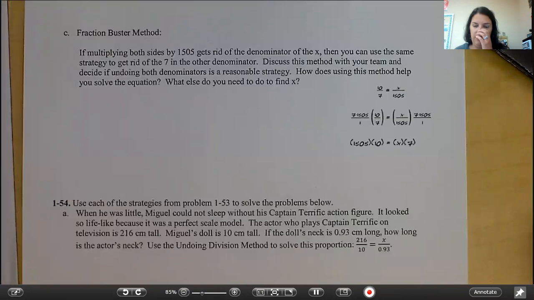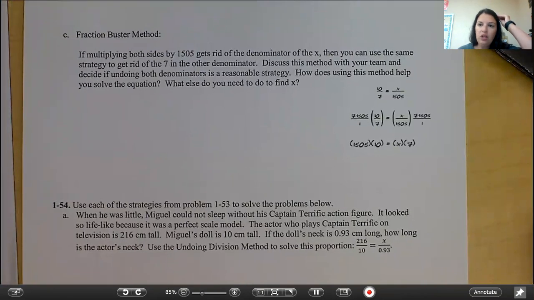Moving on to part C, the fraction buster method. And we will have a lot of practice with the fraction buster method this year. If multiplying both sides by 1,505 gets rid of the denominator of x, then you can use the same strategy to get rid of 7 in the other denominator. Discuss this method with your team and decide if undoing both denominators is a reasonable strategy. How does using this method help you solve the equation? What else do you need to do to find x? So go ahead and answer that question.